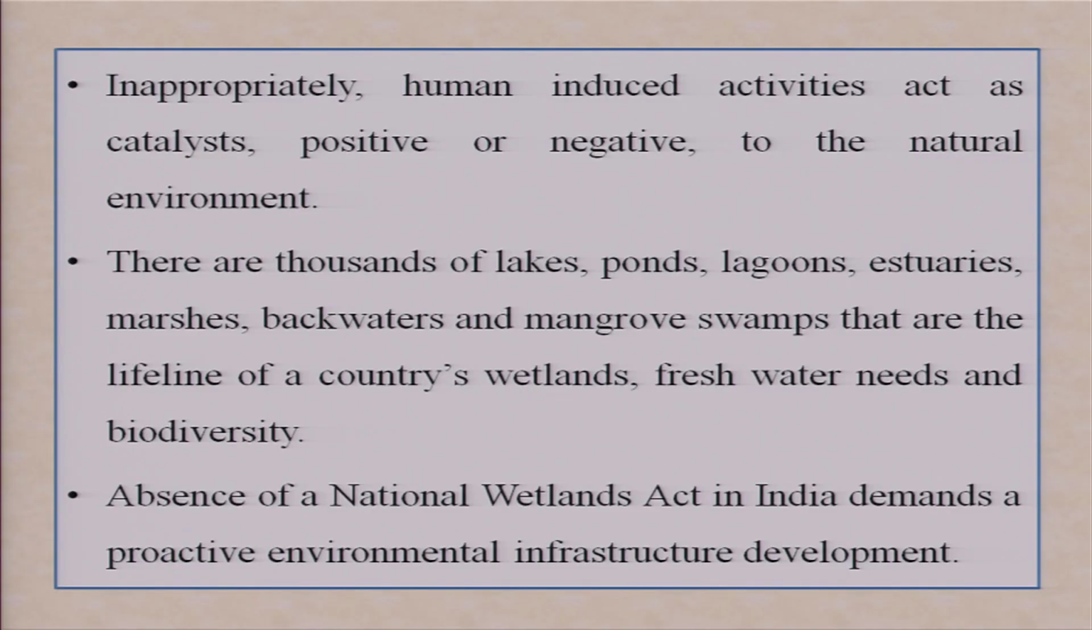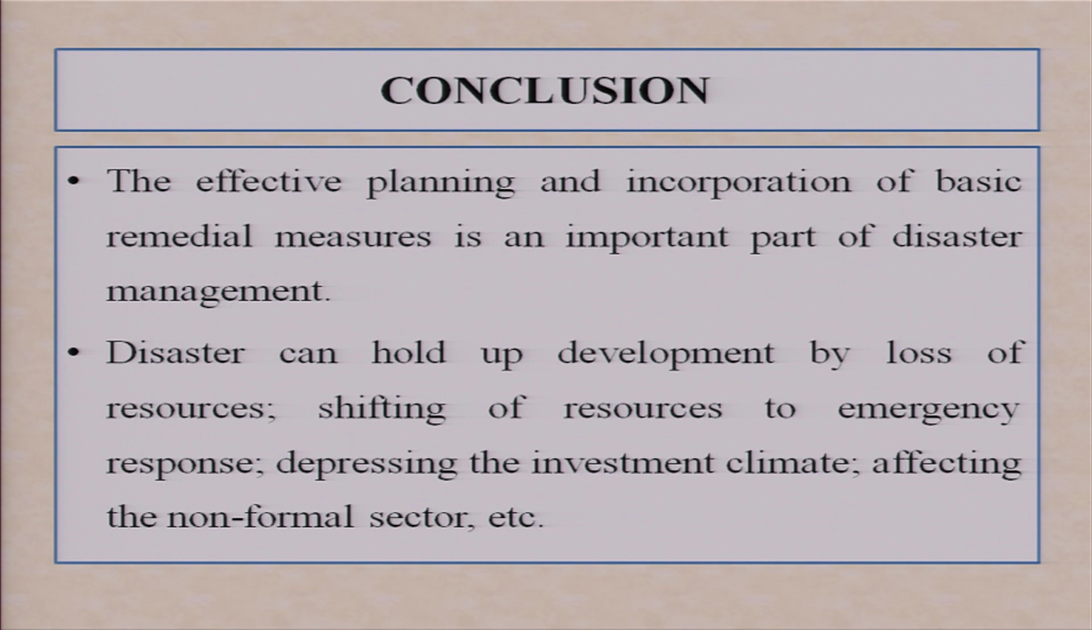For example, human-induced activity can make negative or positive changes in the natural environment. There are thousands of lakes, ponds, lagoons, estuaries, marshes, backwaters, and mangrove swamps. These are the wetlands, and you have to take care of them. The effective planning and incorporation of basic remedial measures is an important part of disaster management.